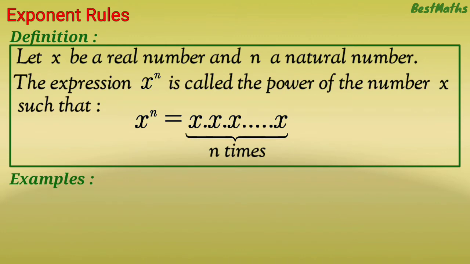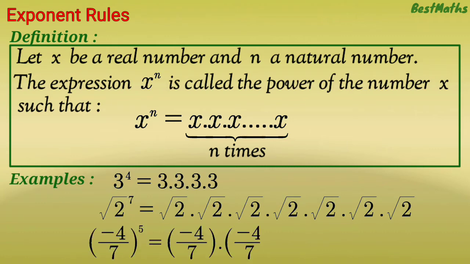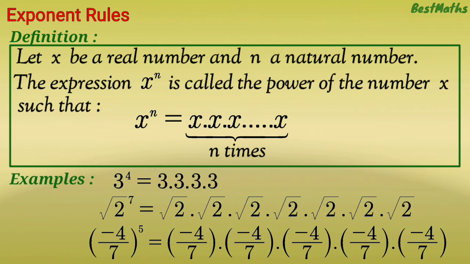Now we are going to make examples. 3 to the 4 power is just shorthand for 3 times 3 times 3 times 3 written 4 times. And similarly, square root of 2 to the 7 is just square root of 2 multiplied by itself 7 times. Another example, negative 4 over 7 to the 5 power is equal to negative 4 over 7 multiplied by itself 5 times.